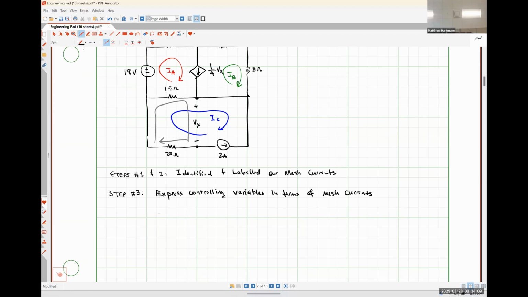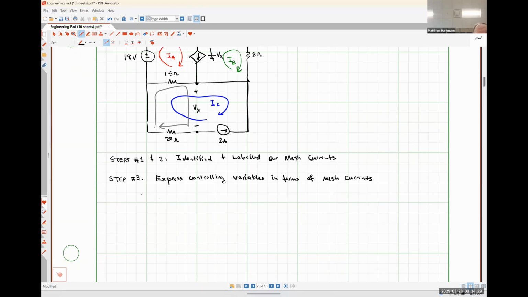The 15 ohm resistor. Now that I have all of my mesh currents well defined, how would I express the voltage drop across that 15 ohm resistor when I'm going in the direction I've indicated with that gray path? So IC minus IA times 15 ohms. Absolutely right. So we have IC minus IA times 15 ohms.